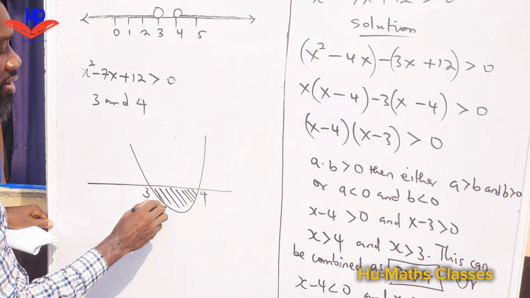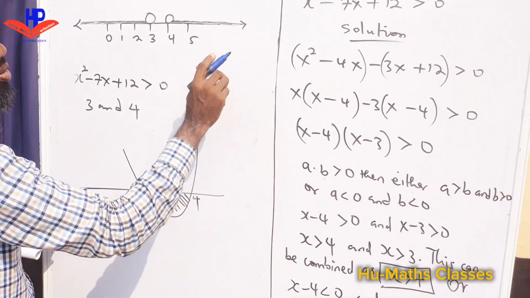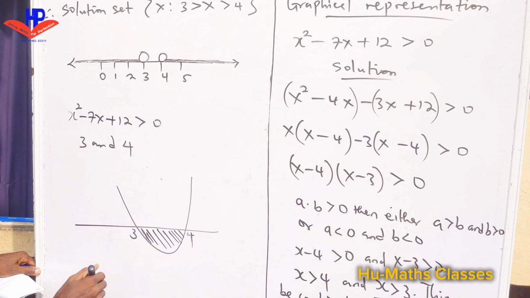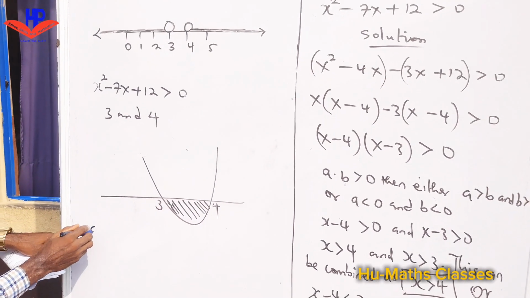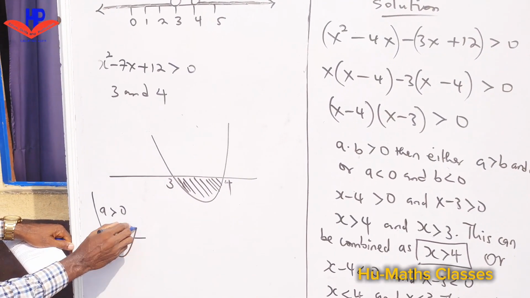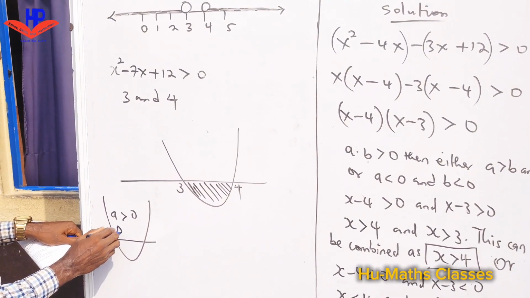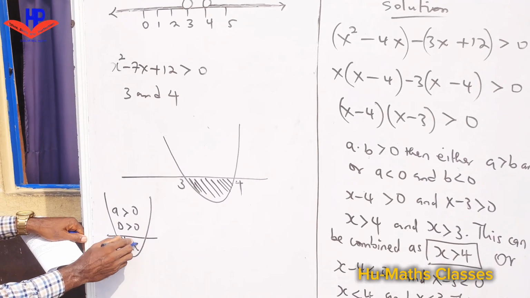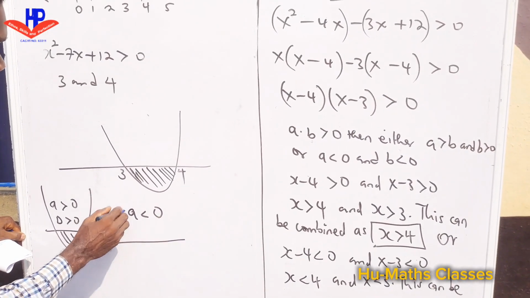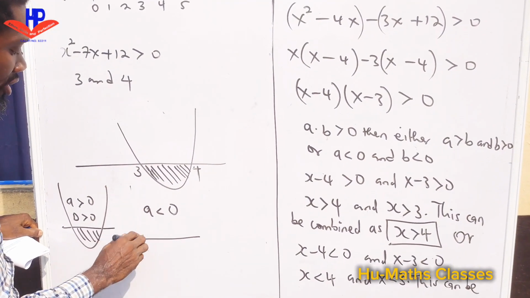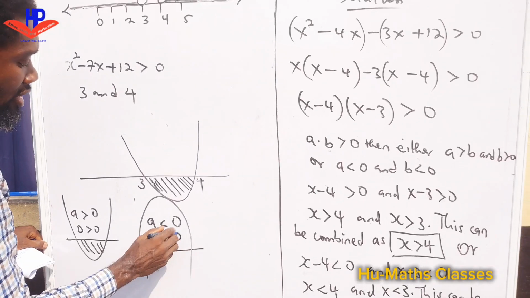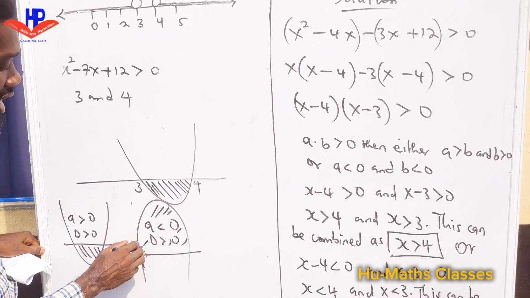Whenever you have the equation where the first coefficient of your x squared is greater than 0, your graph assumes this shape. So if you have a greater than 0, you're supposed to have a graph that will be in this form. And that also shows that d is greater than 0, so you shade inside. If you have a less than 0, you're supposed to have a graph that will take the N shape in this form. Also d is greater than 0, so you shade inside this area.